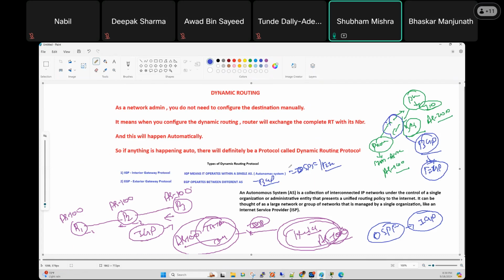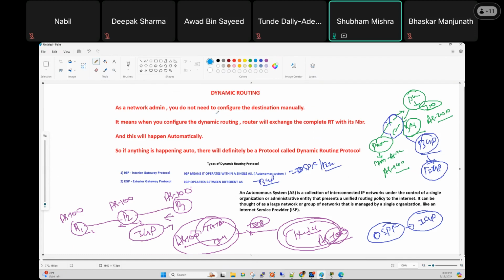Static is if you want to configure manually. The static button is for manual configuration. You want to make a router learn a particular IP address. Basically, you want to make static routing. There is no place where you can say "here you need to configure the static." No. Static means you configure it manually.